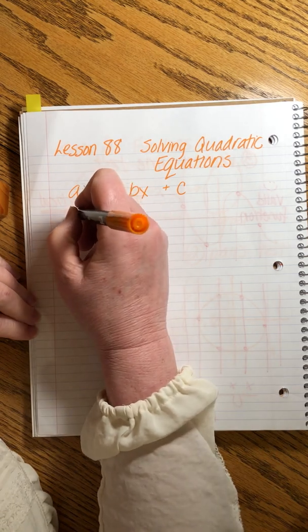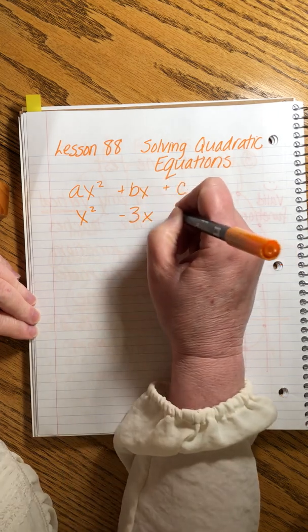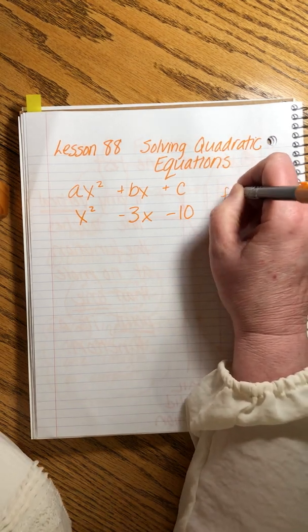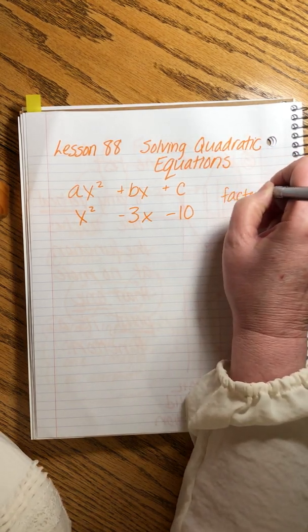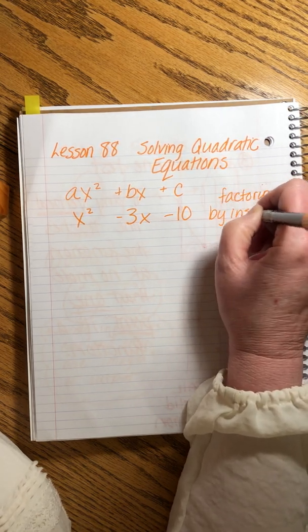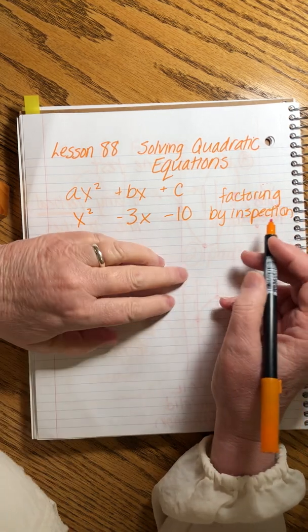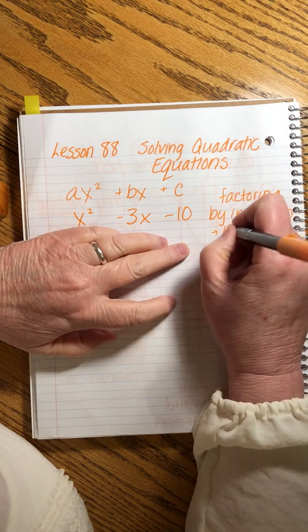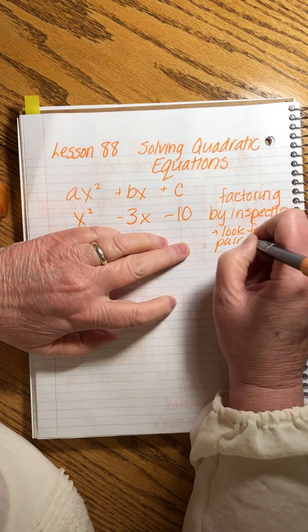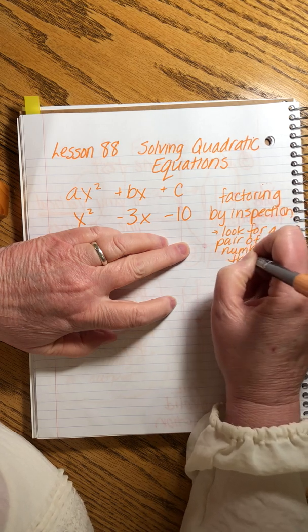Let me give you an example with numbers. What if we have x squared minus 3x minus 10? And we know that there's a way of factoring. We call it factoring by inspection. There are two other kinds of factoring that we're going to get to later. And the way that we do that is we look for a pair of numbers that do two things.